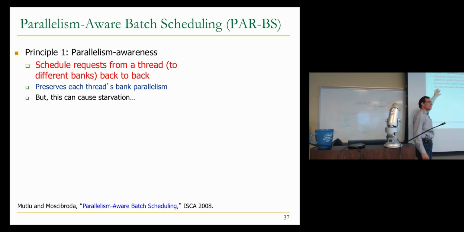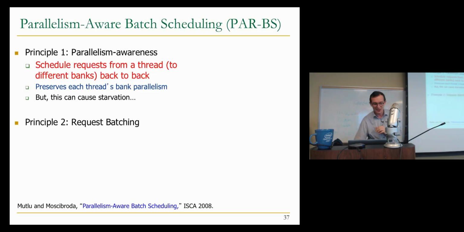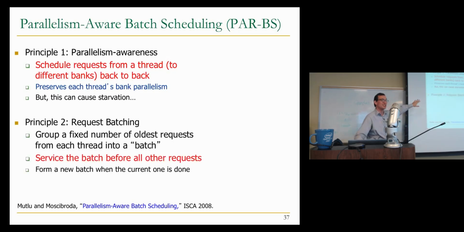The downside of this is it can cause starvation, right? Because if you schedule a thread's requests back to back, that thread may be generating lots of requests. As a result, soon after, you may be servicing only that thread's requests. So to prevent that, there's a second, orthogonal idea of batching, request batching. The idea over here is you group a fixed number of oldest requests from each thread into a batch and service the batch before all other requests. Basically, prioritize the requests from this batch over every other request.